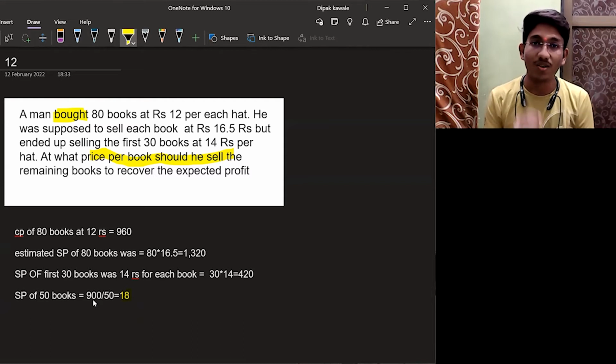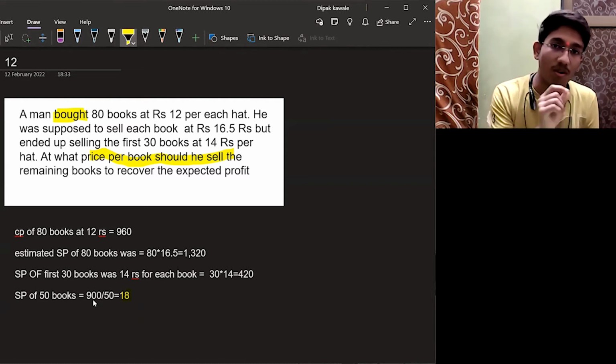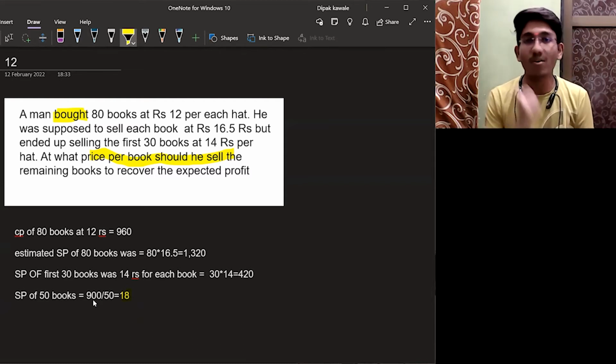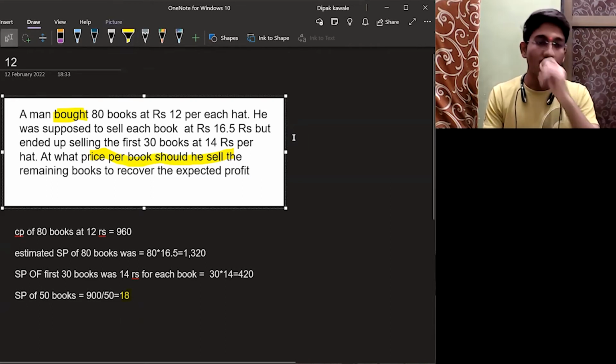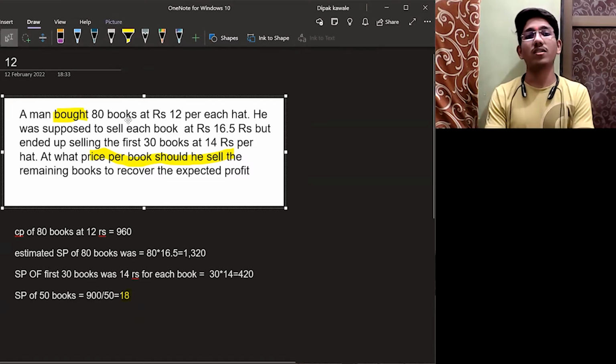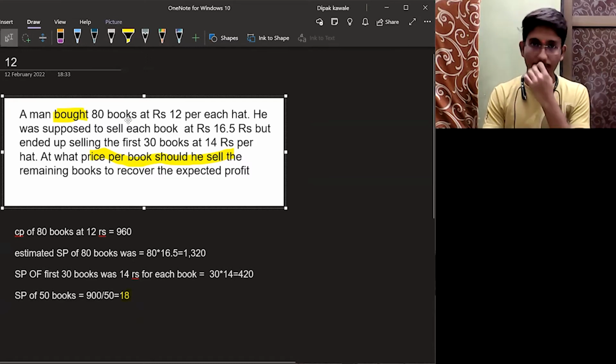But I told you, you will be able to solve this type of problem without touching a pen. How can we solve this? Now look at me. What are they saying? A man bought 80 books at rupees 12 each. Correct.